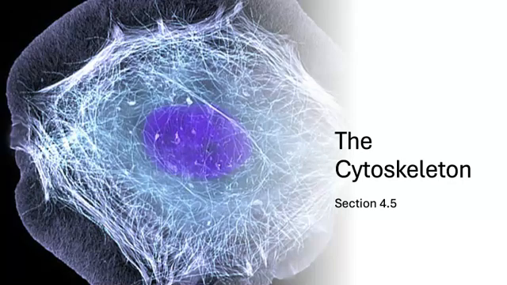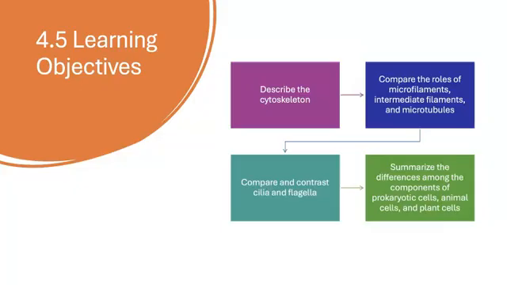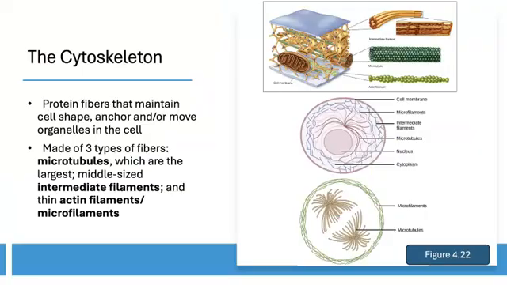Hello and welcome to section 5, the cytoskeleton. In this section, we are going to describe the cytoskeleton, compare the roles of the microfilaments, intermediate filaments, and microtubules, compare and contrast cilia and flagella, and summarize the differences among the components of prokaryotic cells, animal cells, and plant cells. So we'll start off with the cytoskeleton.